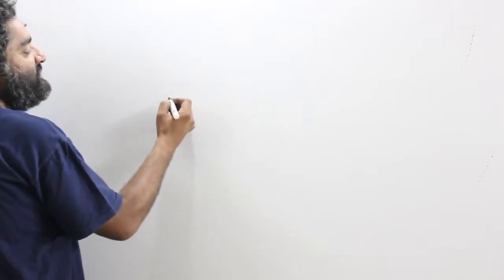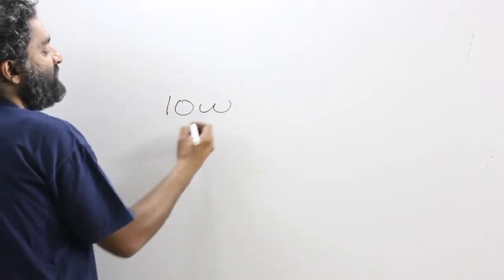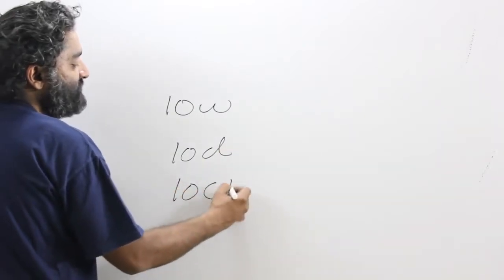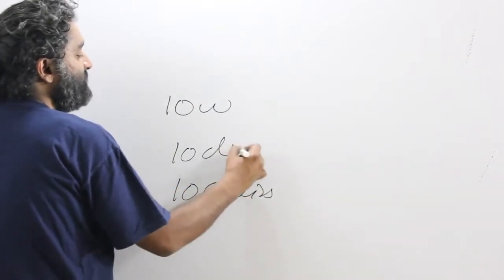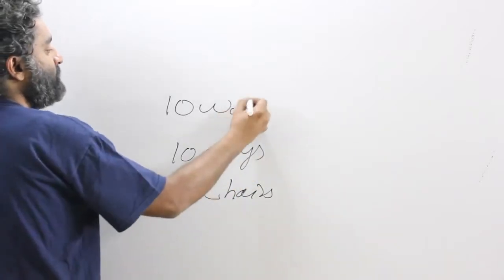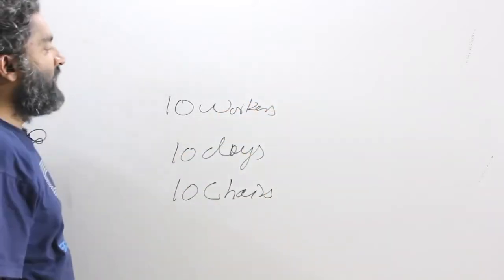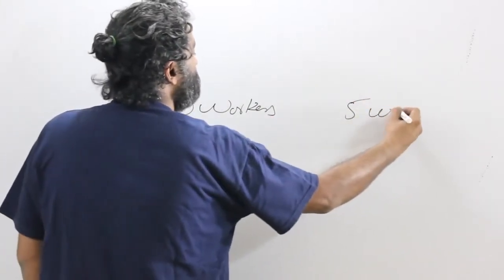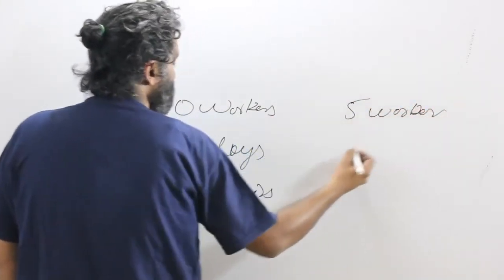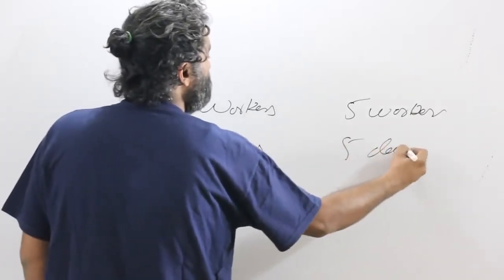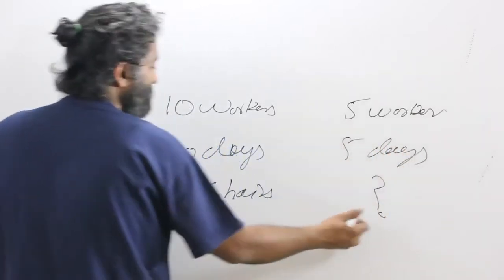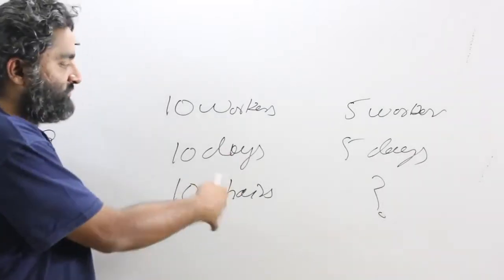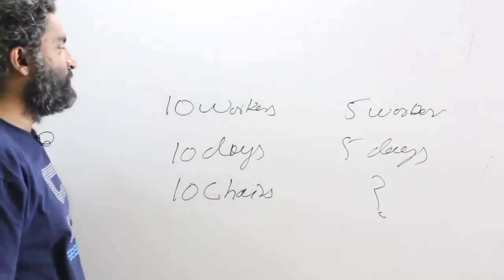I'm sure everybody has seen this problem. 10 workers in 10 days can make 10 chairs, let's say. And the question is, 5 workers in 5 days will make how many chairs, or any such question. Okay, we're just starting off with an example. We'll do a lot of such questions to understand the relationship back and forth.